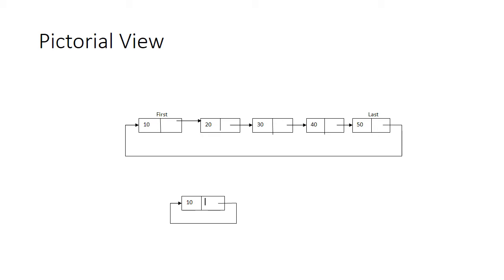Initially, when I create the very first node, the pointer field of this node will point to itself, and this will be treated as first node as well as last node. But when I create the second node, the pointer field of this second node will point to the first, and this will become last. When I create the third node, the pointer field of this node will point to first, and this will be taken as last.